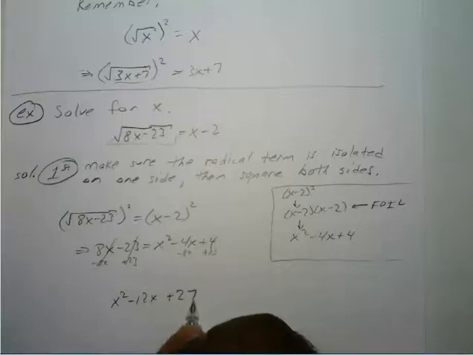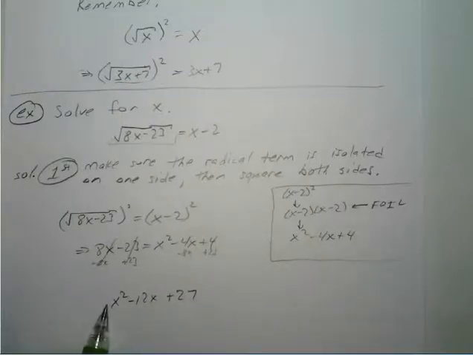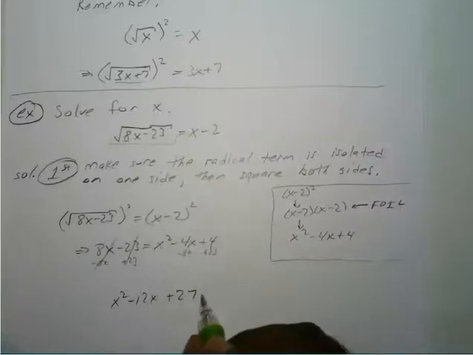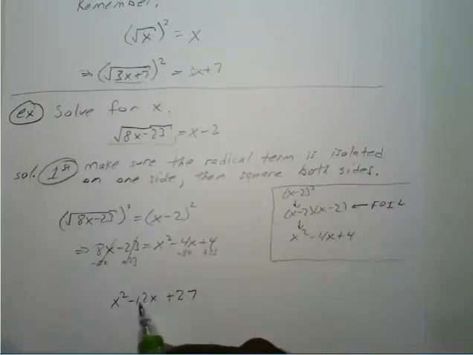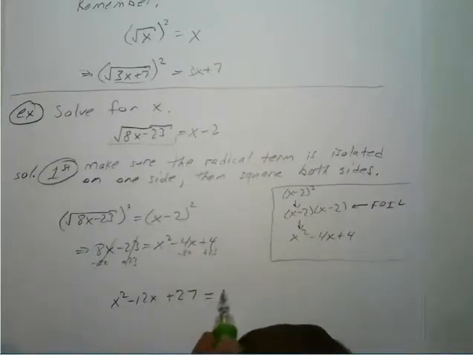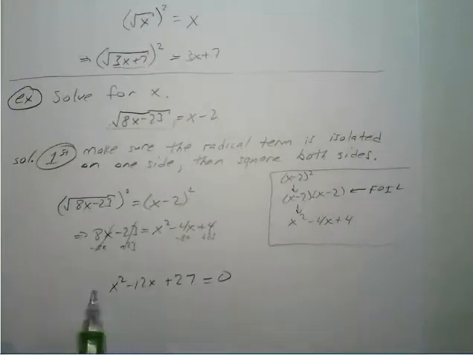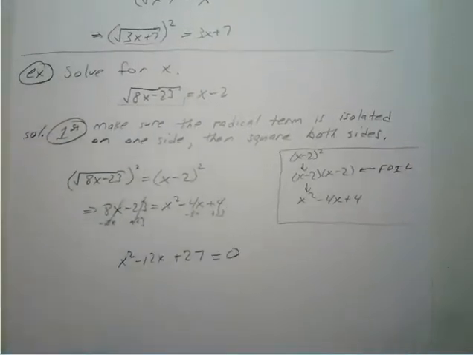I was about to write 0 equals that, but I always like to have my terms on the left side. That's just my own personal quirk. So you have x squared minus 12x plus 27 equals 0. If you write it as 0 equals x squared minus 12x plus 27, that's fine too. I just like my variables on the left side. I'm just odd like that.